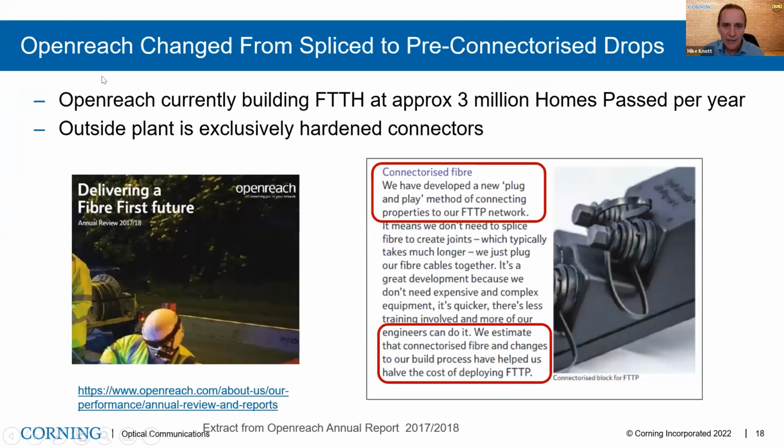I'm going to talk a bit about Openreach here and use it as a testimony for this sort of solution.